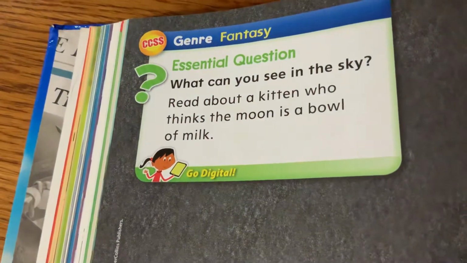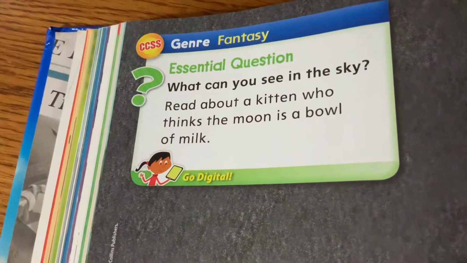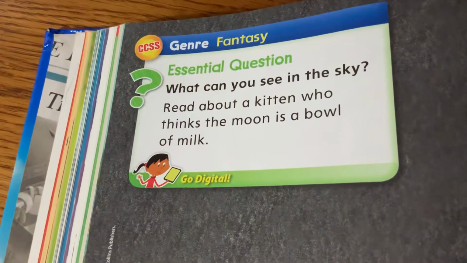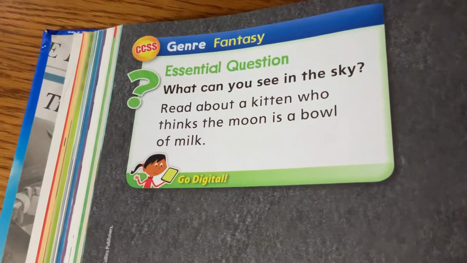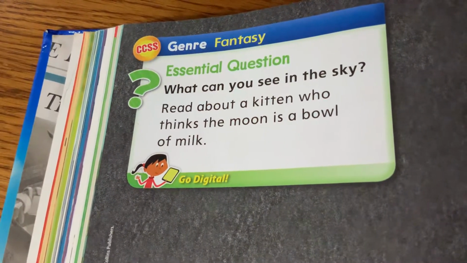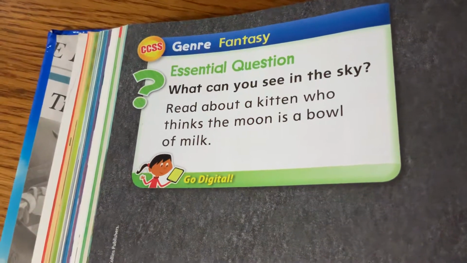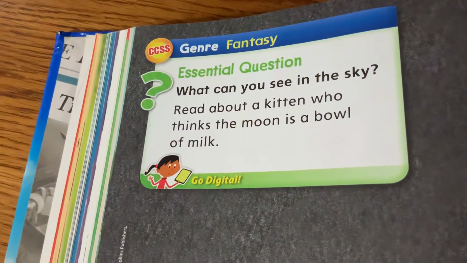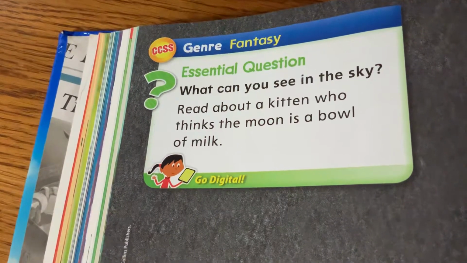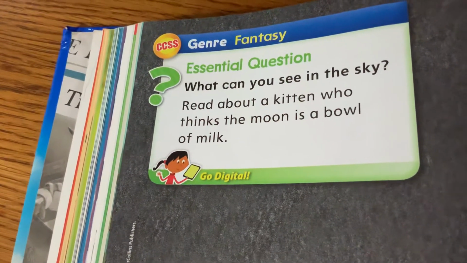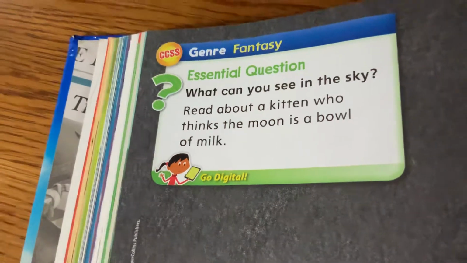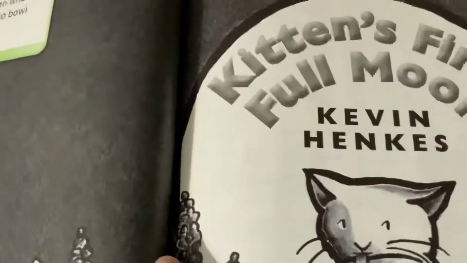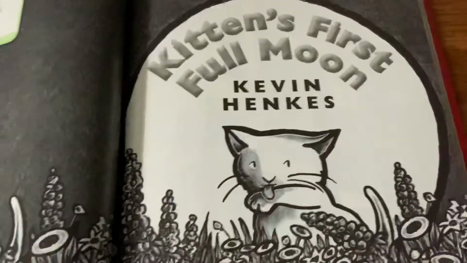And also this week we're talking about what you can see in the sky. So when you look up in the sky, what do you see? Well, you see the sun, the moon, stars, clouds, okay? So we're going to be talking about what this kitten saw in the sky. We're going to read about a kitten who thinks the moon is a bowl of milk. Now, why would a kitten think a moon was a bowl of milk? Maybe the kitten's wanting some milk, you think?